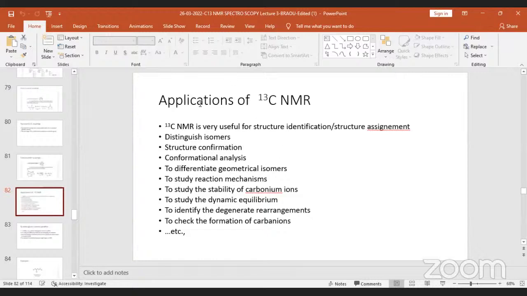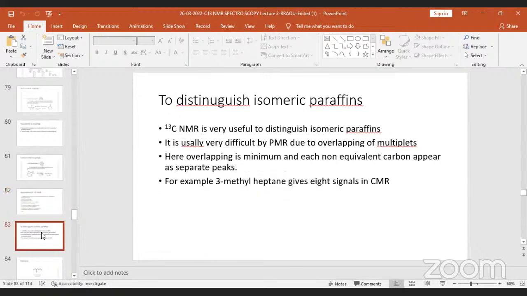Okay, so when there is ambiguity about the structure, then also C13 NMR is helpful. It is very useful in identification, assignment, and confirmation of the structure, to distinguish isomers, for conformational analysis, to differentiate geometrical isomers, to study reaction mechanisms, to study the stability of carbonium ions, to study the dynamic equilibrium in some reactions, to identify degenerate rearrangements, to check the formation of carbonium ions, etc. So we will try to discuss them in detail one by one.